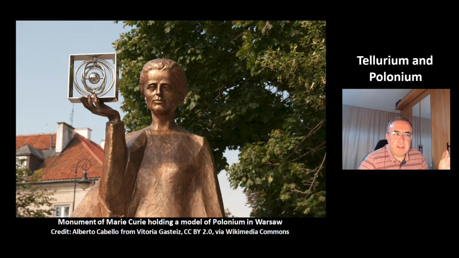And this is a nice monument of Marie Curie holding a model of the chemical element polonium in Warsaw.